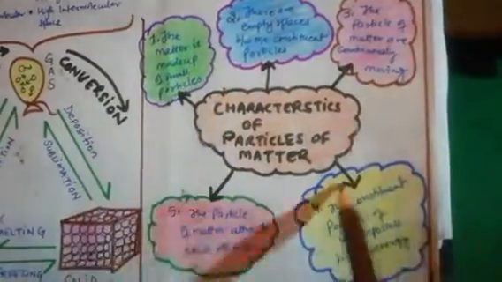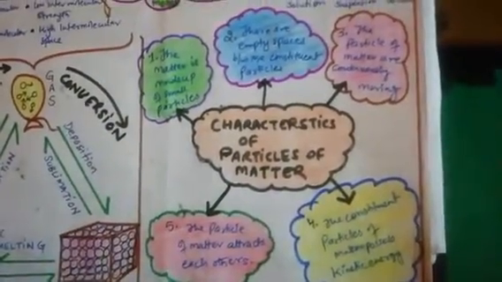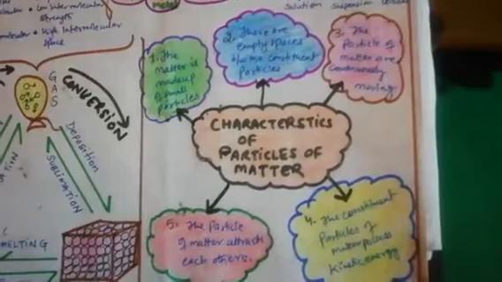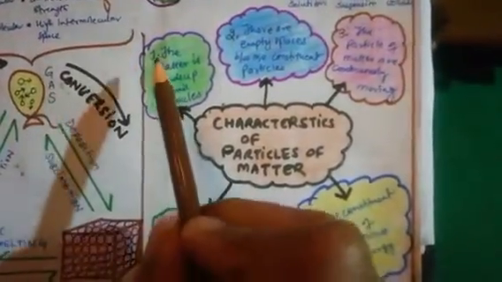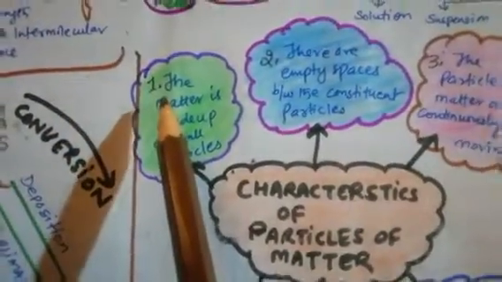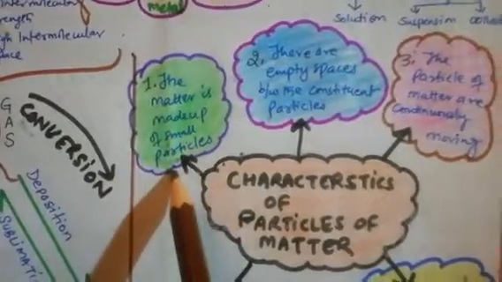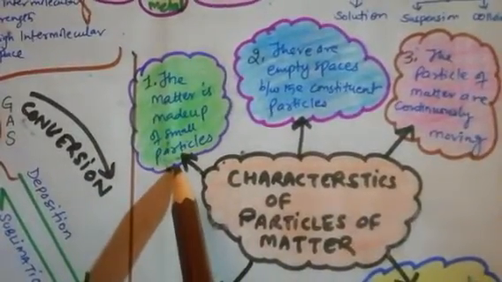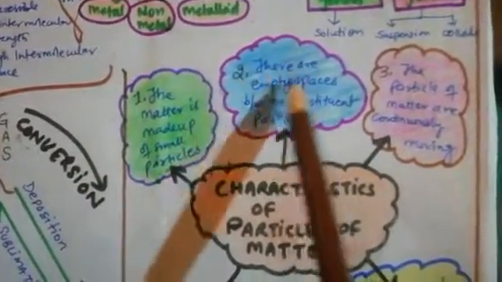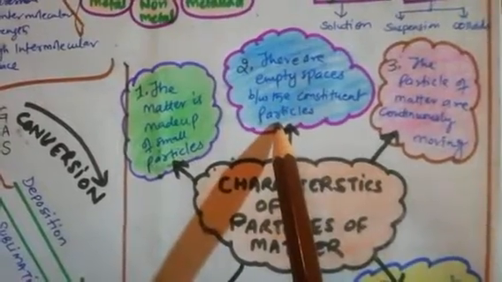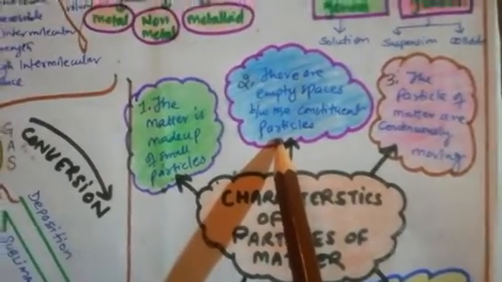Basically there are 5 characteristics of particles of matter, and dear students, just recapitulate in your mind what the first characteristic of matter was. The matter is made up of small particles. Matter is composed of small tiny particles. Second, there are empty spaces between the constituent particles.